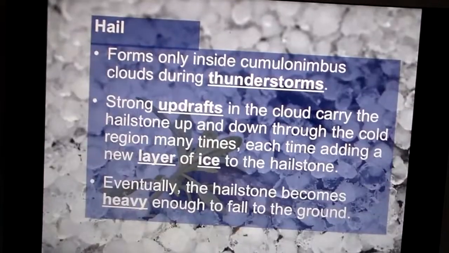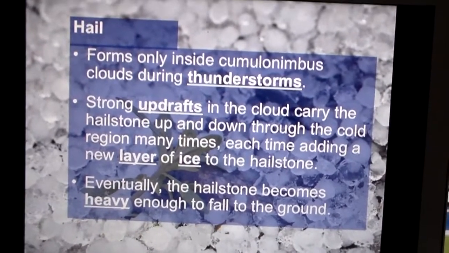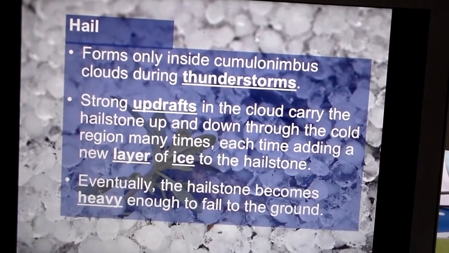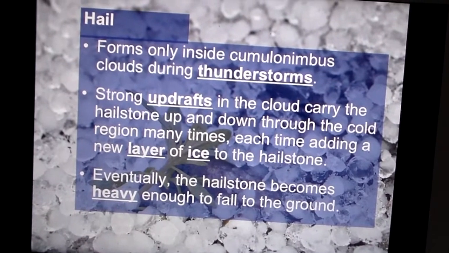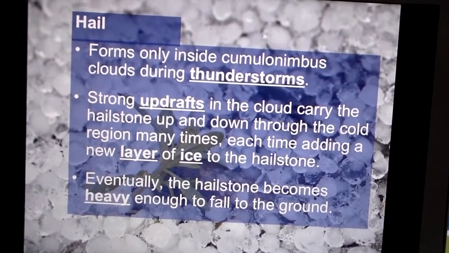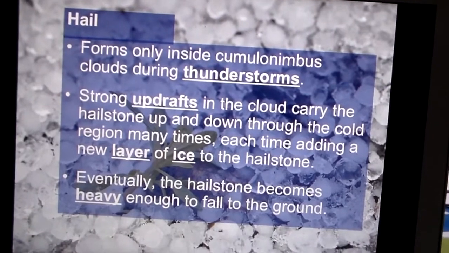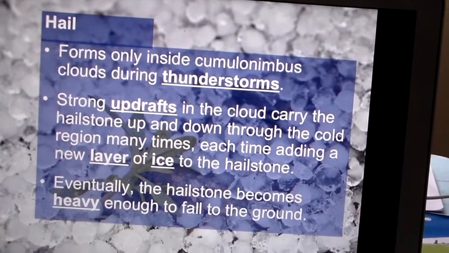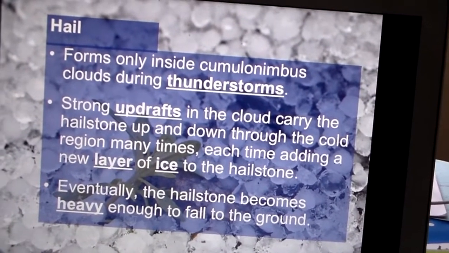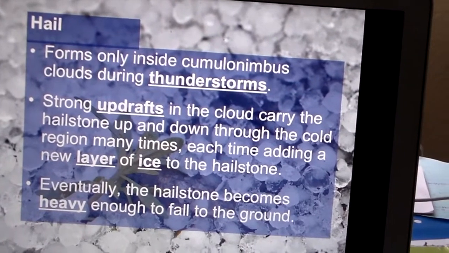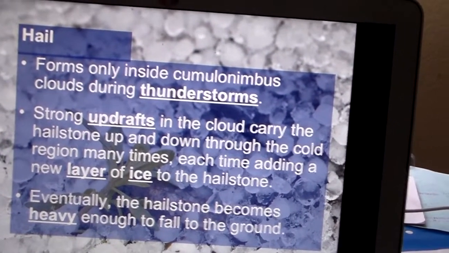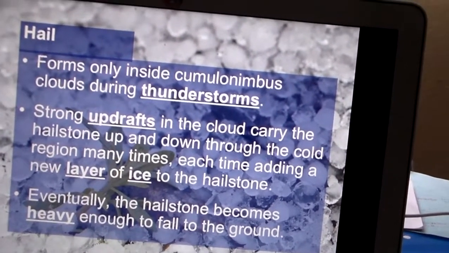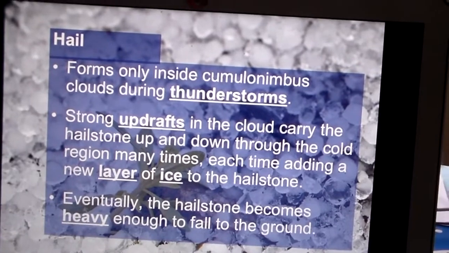The last one is the one that we do sometimes get, and that is hail. Hail only happens inside giant cumulonimbus clouds during thunderstorms. This is because there are really strong updrafts in the cloud, and they take rain particles and shove them back up into the cloud. Over time this creates hailstones. Each time, a new layer of ice gets added as the drops of water fall down, get pushed up, freeze solid, fall back down, and get pushed up again. Eventually, the hailstone becomes heavy enough to fall to the ground.